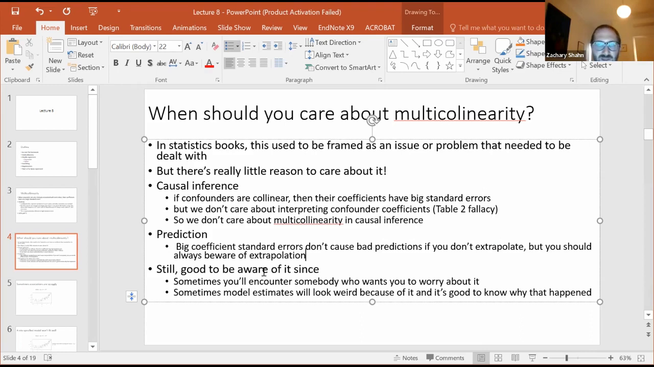But the reason it's still good to be aware of collinearity is because it has always been discussed a lot in statistics textbooks. Someone might want you to worry about it, like you might be doing a causal inference problem and someone might hassle you about your confounders being collinear. It's good to know that it's not really a problem and you can tell them that. And also sometimes model estimates will look weird because of collinearity, like as we saw.